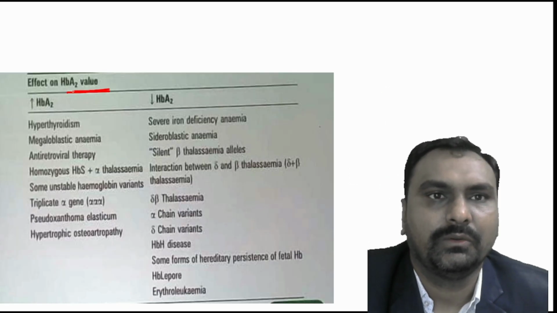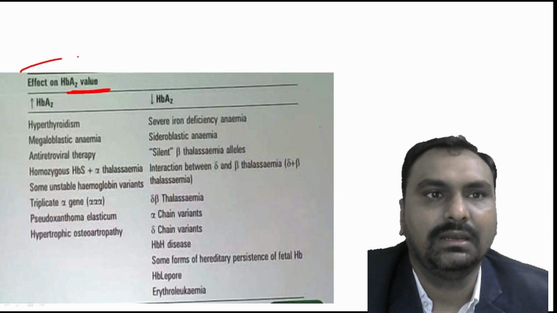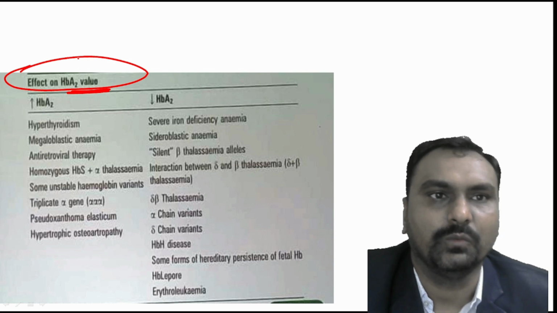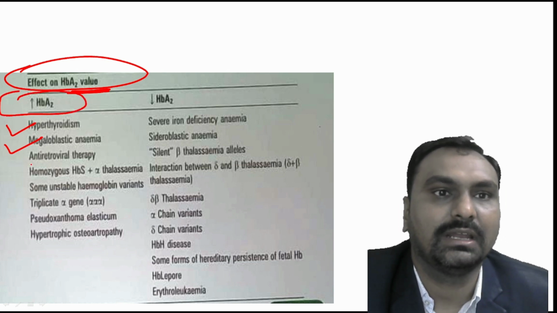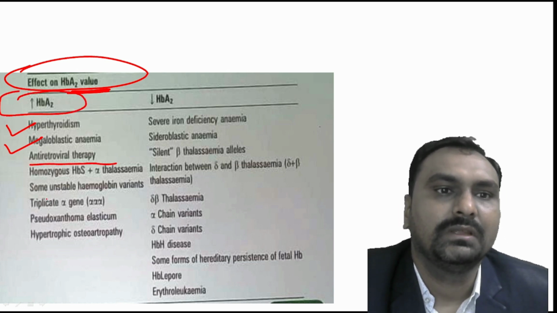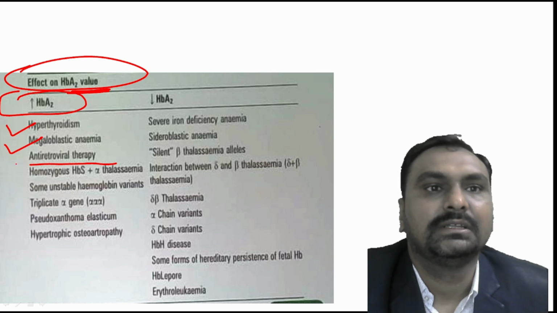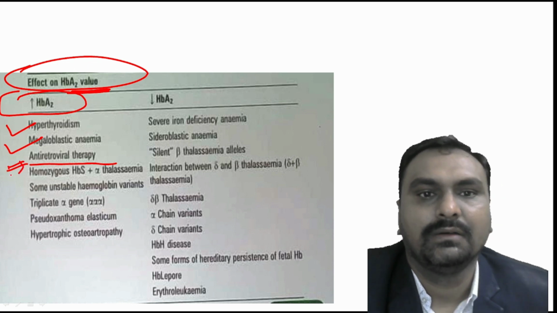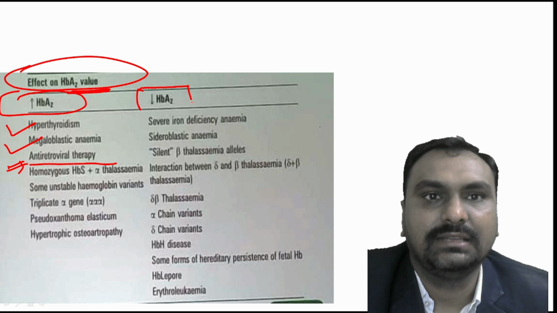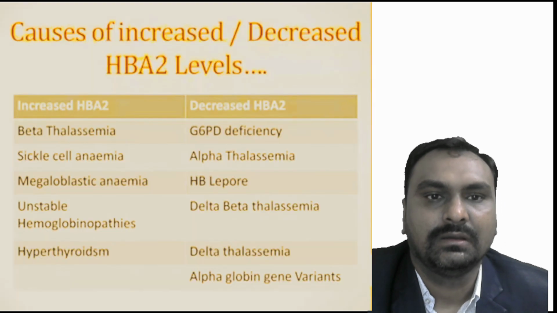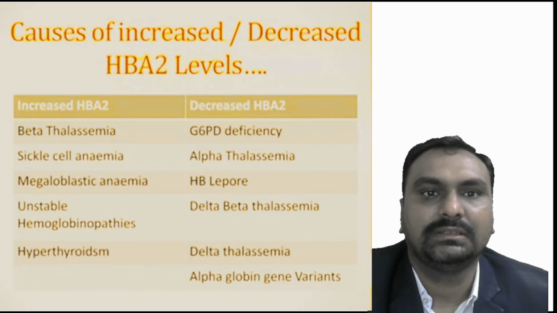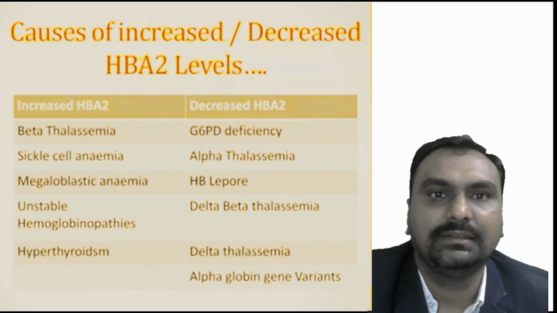Here, you have to take care of the factors that will affect the HbA2 value. As we have discussed, hyperthyroidism and megaloblastic anemia will increase the HbA2 level. Other causes like antiretroviral therapy and unstable hemoglobinopathies will also increase the HbA2 level. While factors that will decrease the HbA2 level are severe iron deficiency anemia, delta beta thalassemia, HbS disease, or Hb Lepore. These are the very common causes for decrease in HbA2 level.